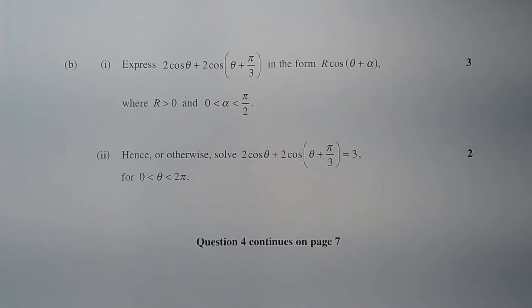Question 4b, part 1. Express 2 cos theta plus 2 cos(theta plus pi over 3) in the form r cos(theta plus alpha), where r is greater than 0 and alpha is greater than 0 and less than pi over 2.